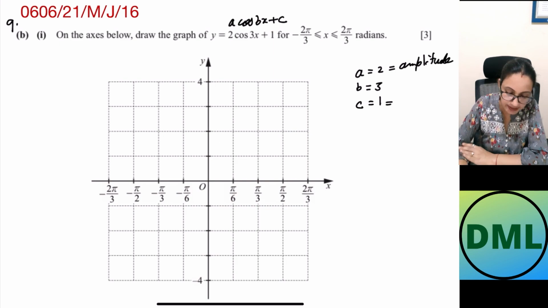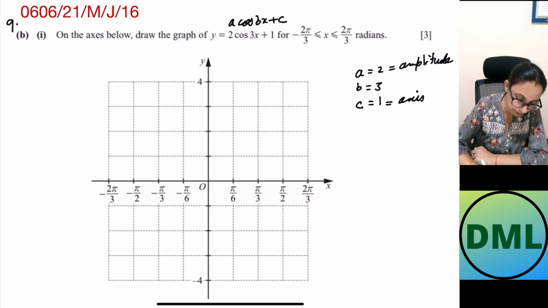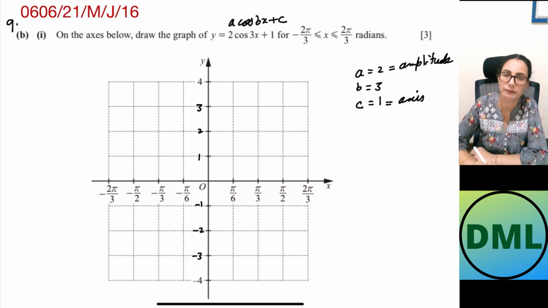What is our C? C is our axis. It shows that my axis is at 1. This is from 0 to 4. Let's mark all the values first. So this will be 1, 2, 3 and 4. This will be minus 1, minus 2, minus 3 and minus 4.